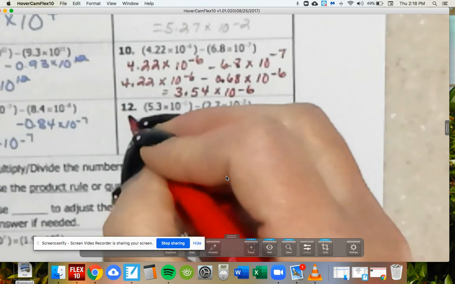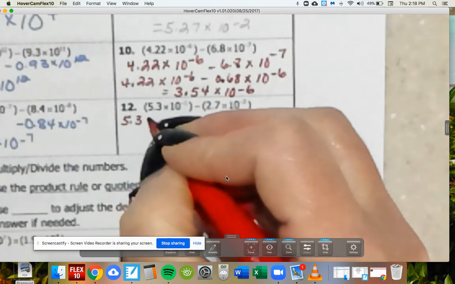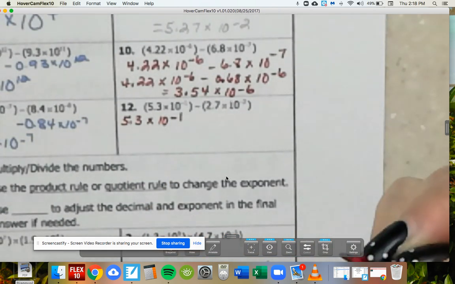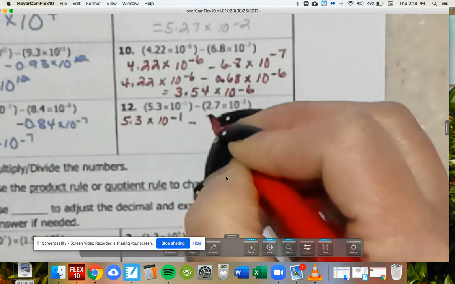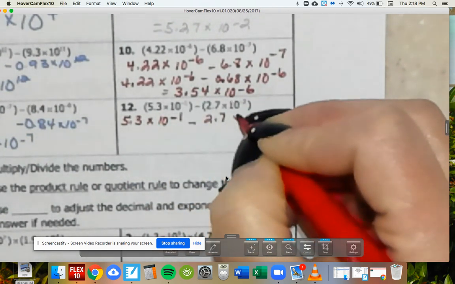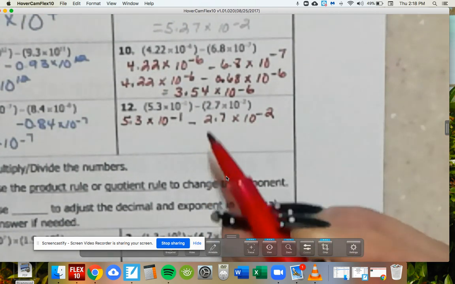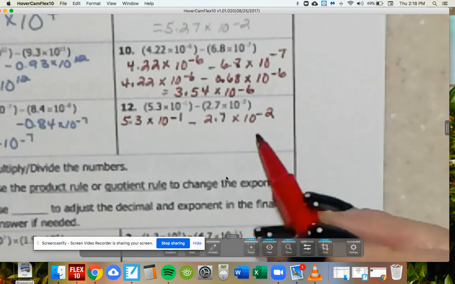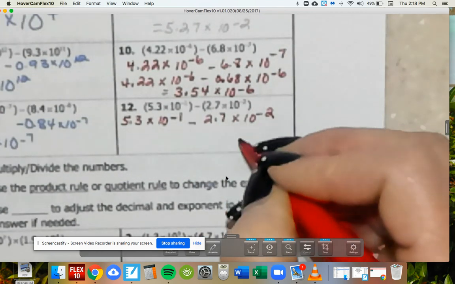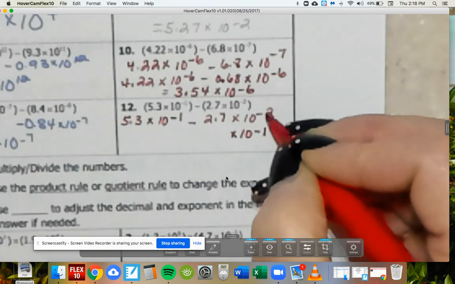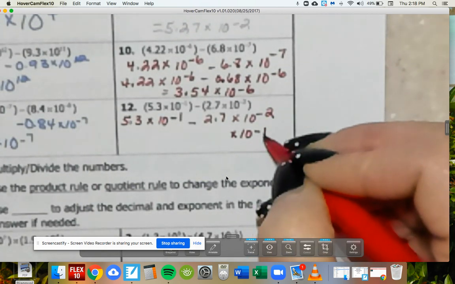5.3 times 10 to the negative 1, subtract 2.7 times 10 to the negative 2. They do not match. This one's bigger. This one needs to be adjusted. How do you get from a negative 2 to a negative 1? You add 1. Anytime you're adding, you move left.